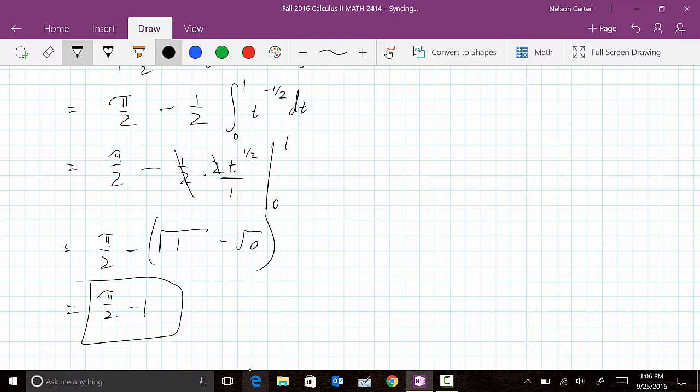If you plug this in a calculator, it's approximately 0.571. I had that worked out in advance. So that's the idea, and this is the final answer.